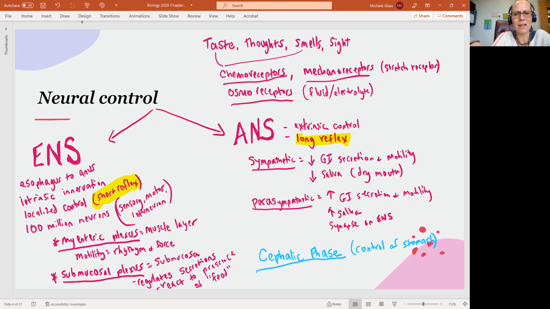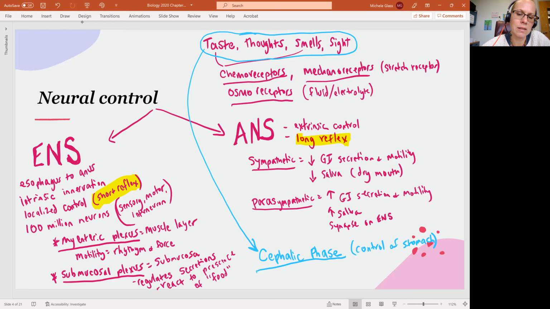But then we also said, oh, you can be consciously aware of taste, thoughts, smells, and sight of food. And this can be part of your regulation. So that's directly connected into this cephalic phase. So obviously there's also some conscious level processing that's going on here. So when we do talk about the cephalic phase, this is a very rapid, you see food, you think about food, you smell food, and you start to increase.